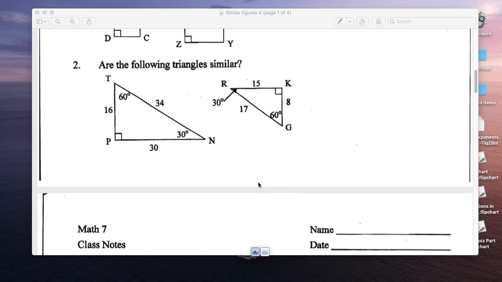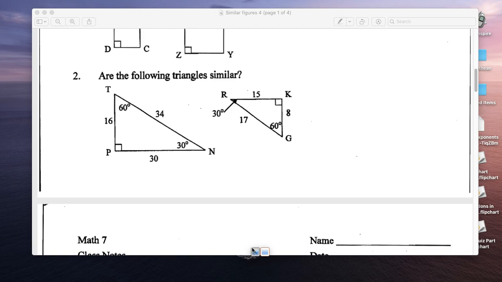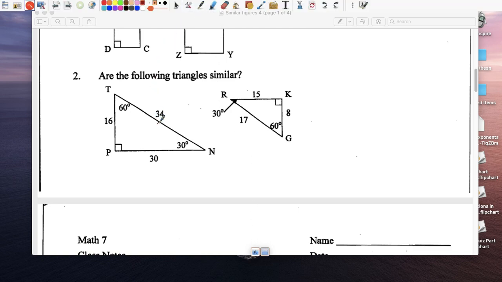Are the following triangles similar? Let's identify the corresponding sides first of all. This 34 is opposite the 90-degree angle, and the side that's opposite the 90-degree angle in the other triangle is 17. So these two sides are corresponding sides. The side opposite the 60-degree angle is 30, so I'm going to put two lines here. And in this smaller triangle, the side opposite 60 degrees is 15, so that's two lines. And obviously the last one, I'll put three.